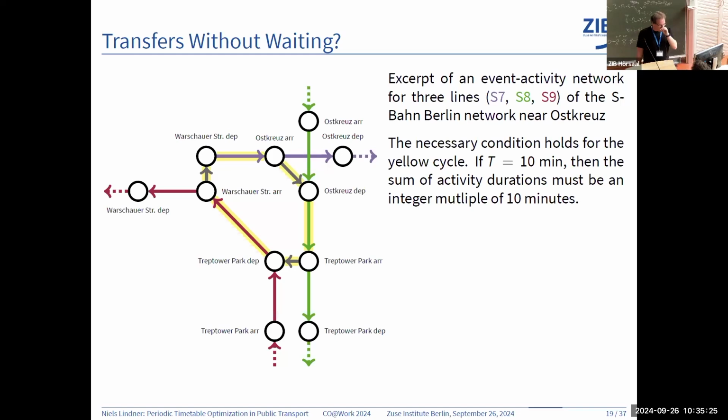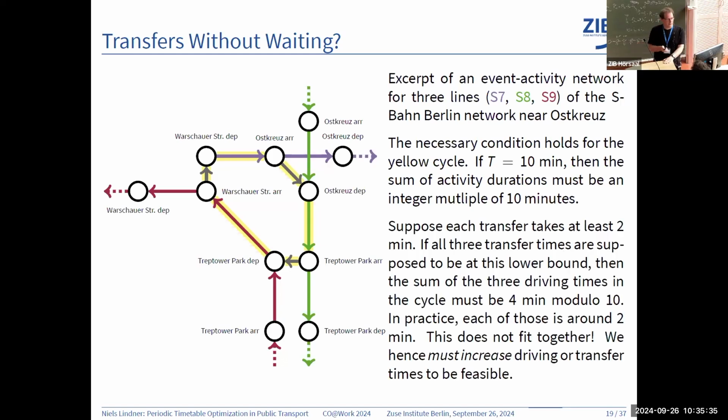We know that this condition must hold for a cycle. So let's suppose the period time is 10 minutes. Then the activity durations along the cycle must add up to some integer multiple of 10. That's what 0 modulo 10 means. Now suppose each transfer takes 2 minutes, and this is the lower bound that we have. Then we have 3 transfers in the cycle, so these will take 6 minutes. That means if I need to add up to an integer multiple of 10, all the driving must be 4 minutes, 14 minutes, 24 minutes.